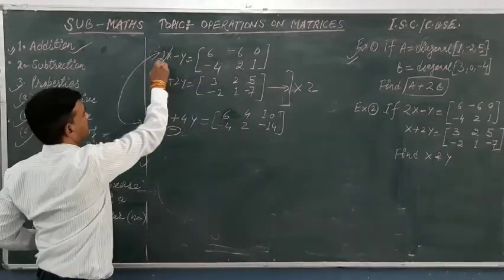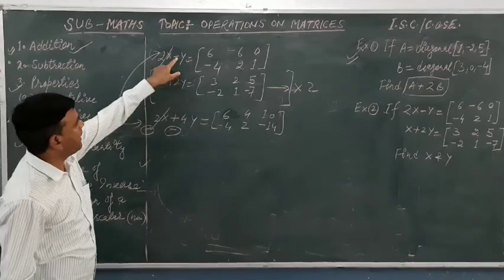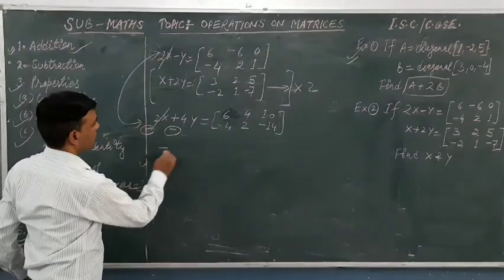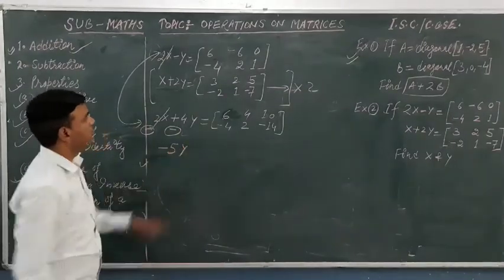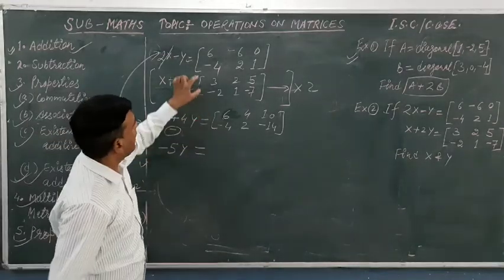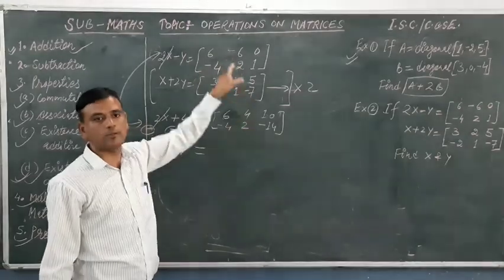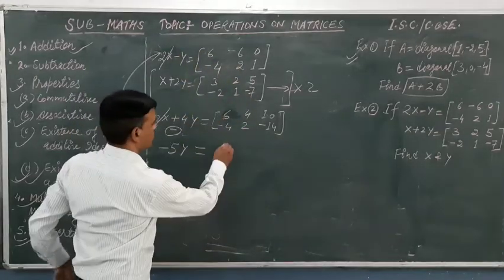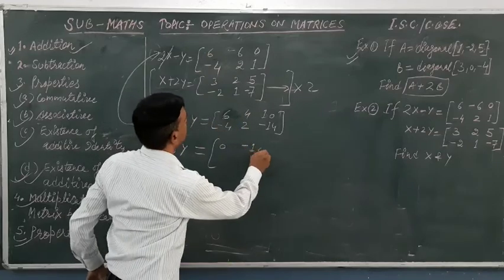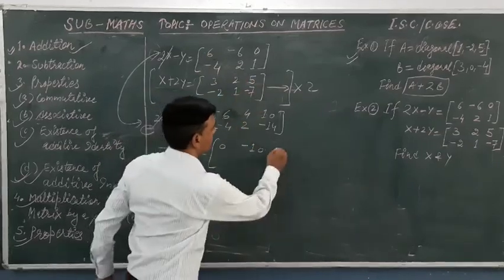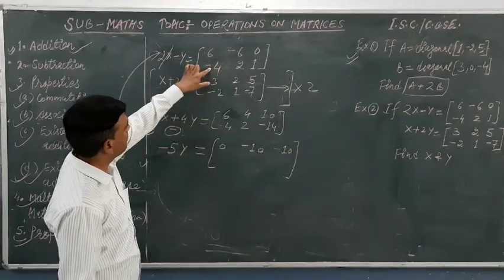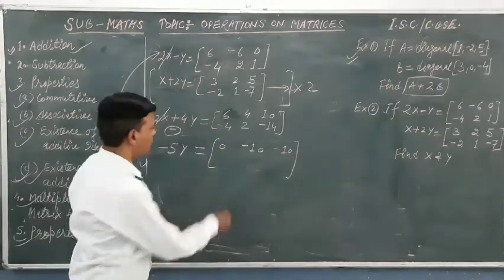So this 2x will be cancelled out by this 2x, and then minus y and minus 4y. How much do you get? You will get minus 5y. Minus y minus 4y is minus 5y is equal to 0. Since the right hand side is also subtracted from the right hand side, 6 minus 6 is 0. Similarly, minus 6 minus 4 is minus 10, 0 minus 10 is minus 10.